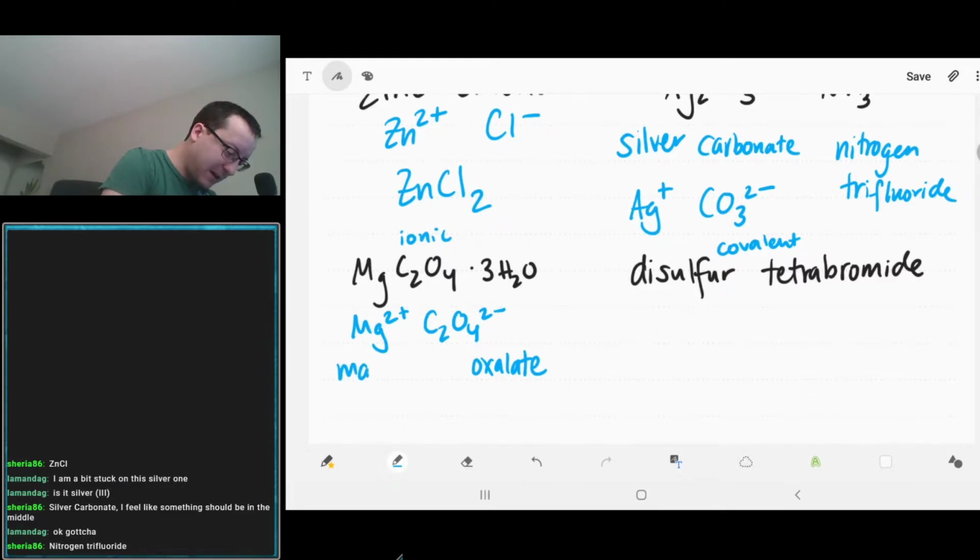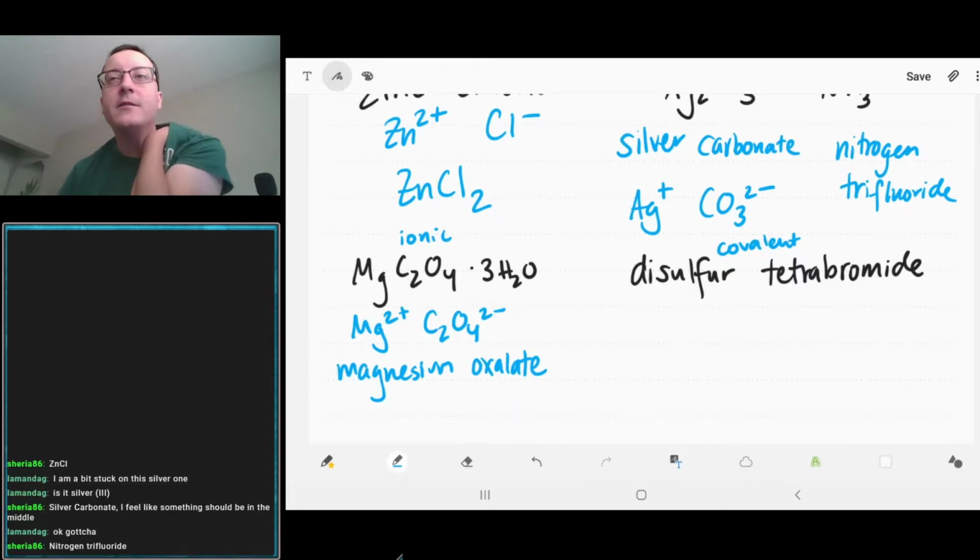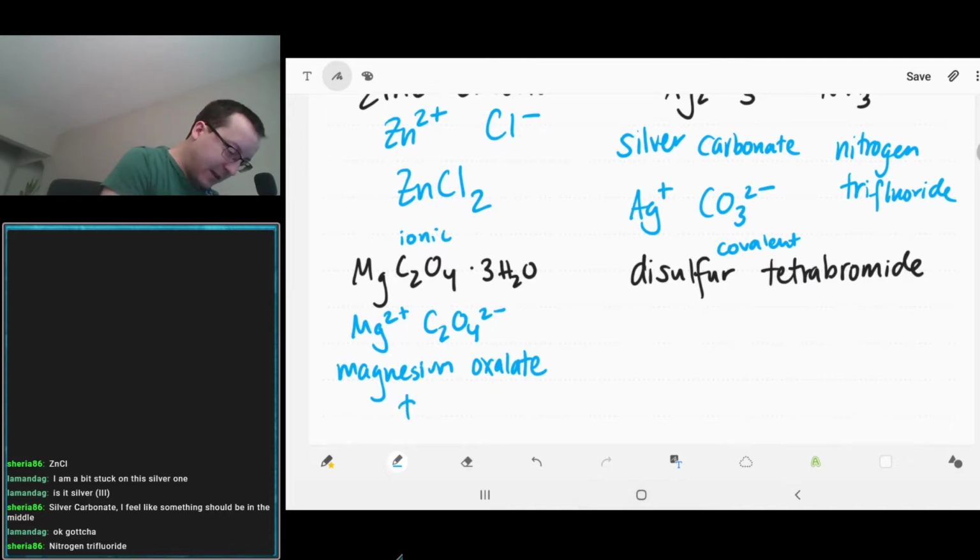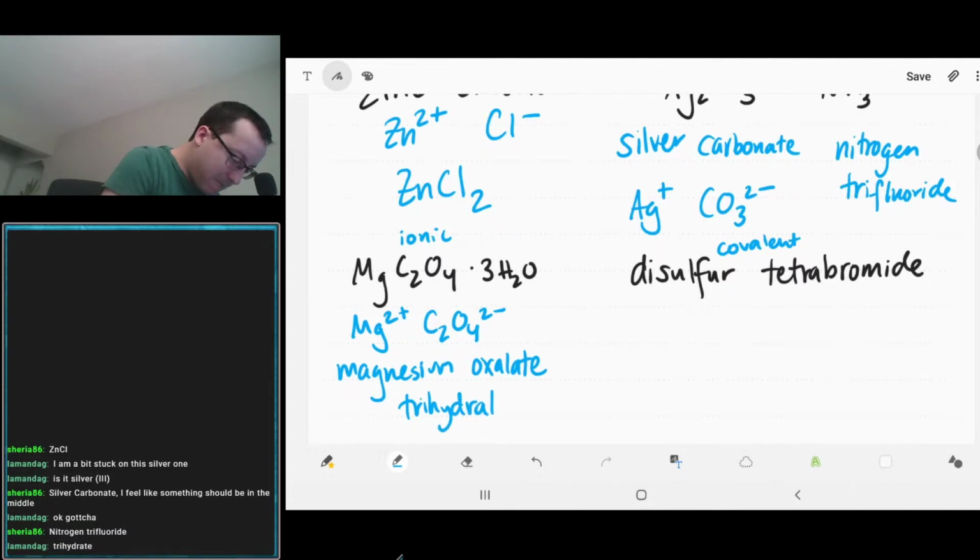Of course, this one is just magnesium, right? Magnesium is always +2. So what else do we need to put for this compound? We just have to remember it's going to be the trihydrate. Perfect. Yes.